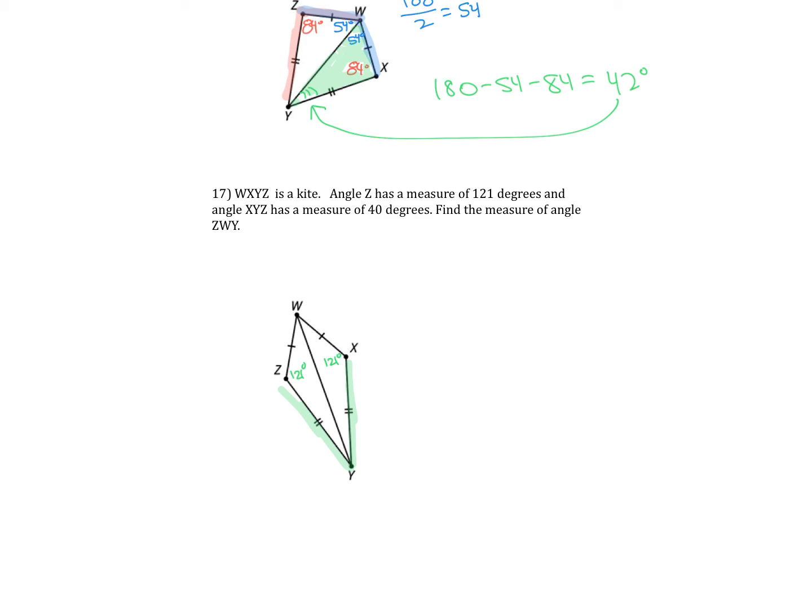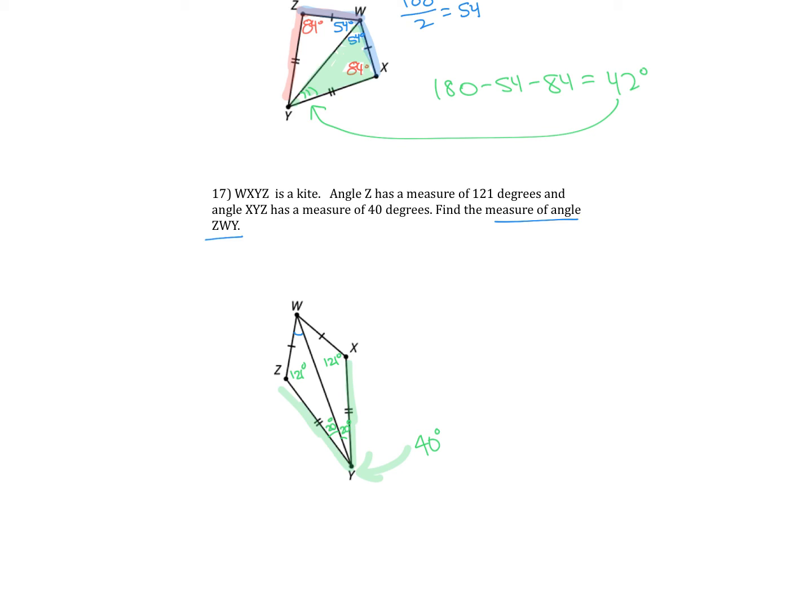The whole thing has a measure of 40. Well, it's split by WY. So it's split into, I'm going to call this 20 on this side and 20 on this side. And so what was this problem asking us to do? Find the measure of angle ZWY. So ZWY is this guy right here.